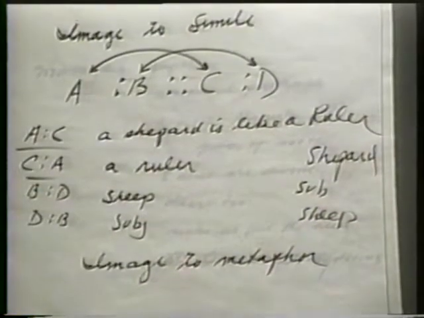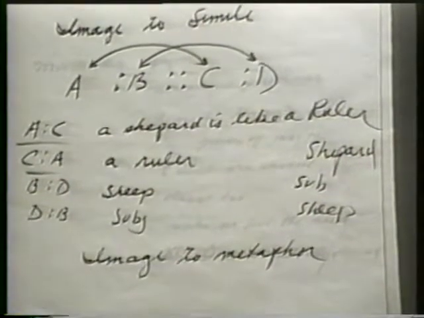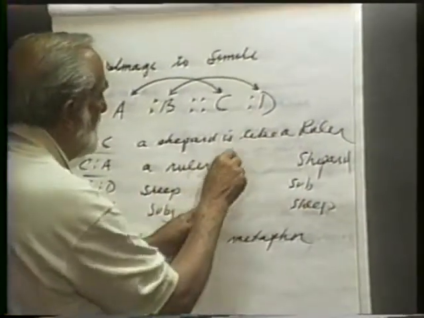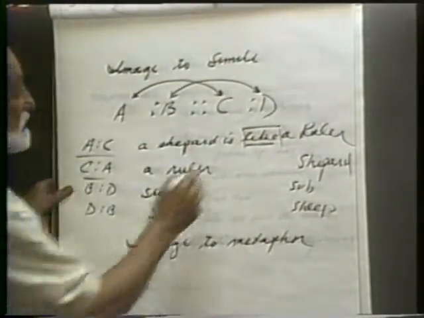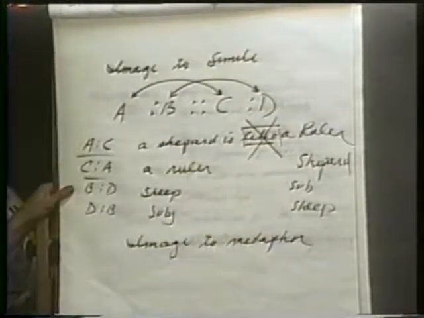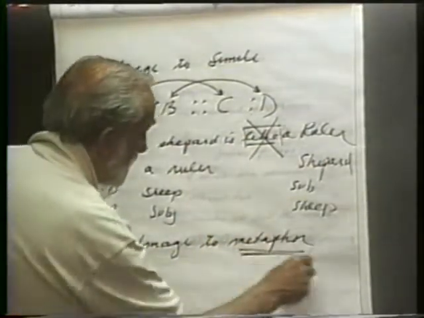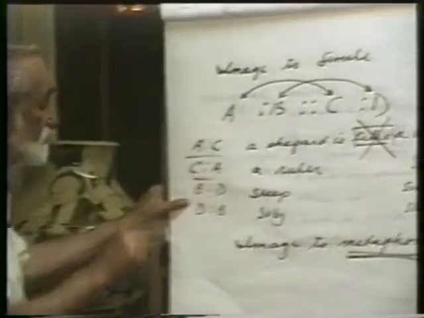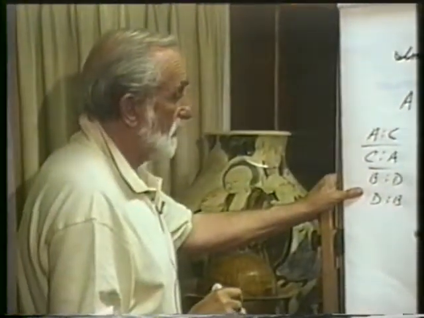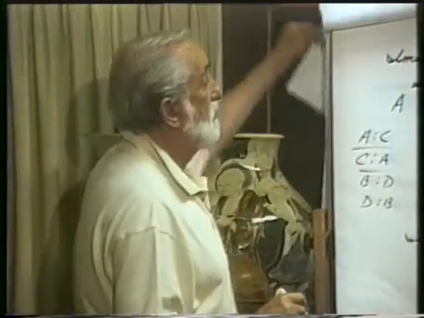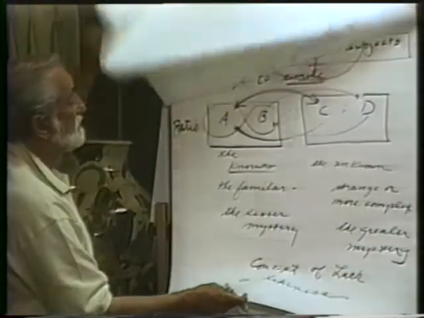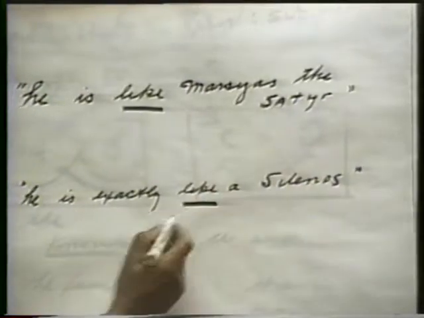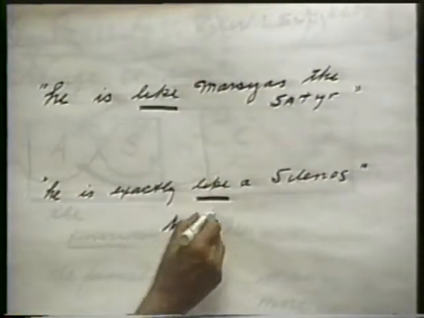Now, I want to say more about that, but if I just change the word like to is, if I just say a shepherd is a ruler, dropping the word like, then I've generated a metaphor. And I can say, therefore, Socrates is a Silenus. We're going to look at this in a minute, because what's interesting is that if Socrates is exactly like a Silenus, then he is a Silenus.